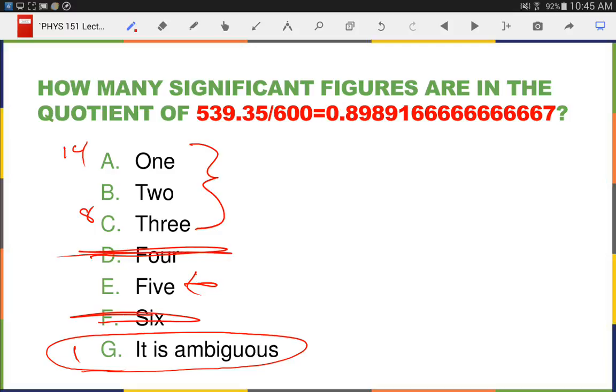So the only ones that were definitely incorrect, 4 and 6, definitely incorrect. And G is the correct answer because we really don't have enough information to know if it's 1, 2, or 3 significant digits in the answer.